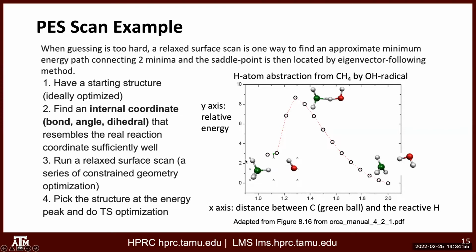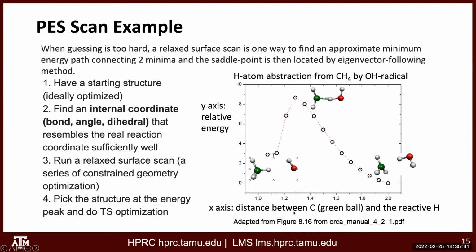For example, here, if you want to start with, say, CH4 and an OH, the OH would take a hydrogen from this CH4. The coordinates that would change the most during this reaction would be the distance between the carbon and oxygen, the distance between the carbon and hydrogen, and the distance between the oxygen and hydrogen.